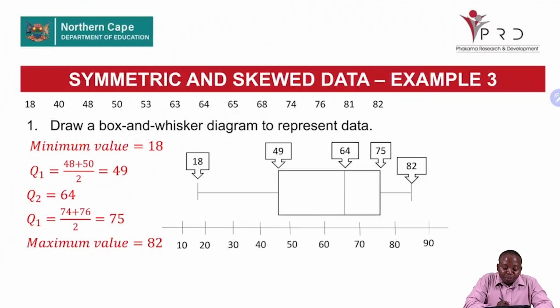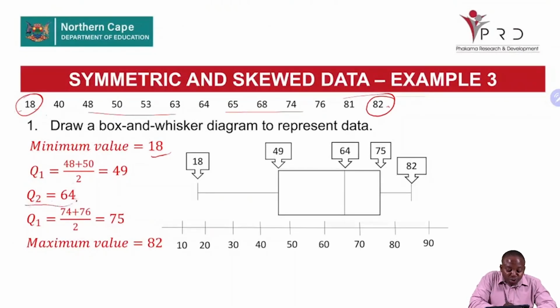Now, number 1, box and whisker. Remember, we find the minimum value. The first thing that we do is put our data in ascending order. Minimum value is 18. Maximum value is 82. The median, which is Q2, you find it by counting 1, 2, 3, 4, 5, 6, then this is the median value in that case. So this is our median.